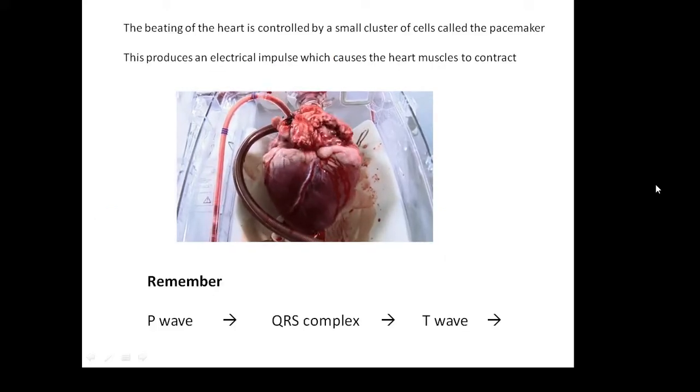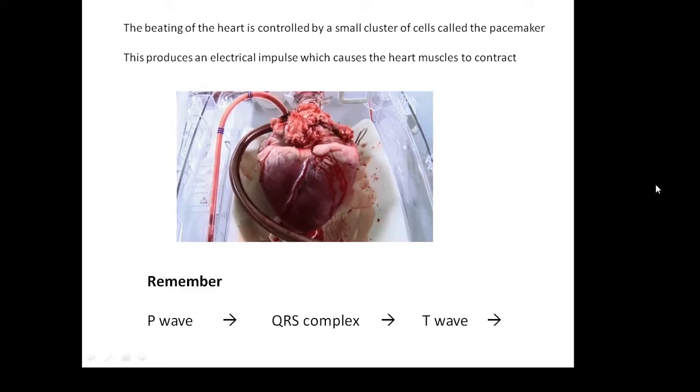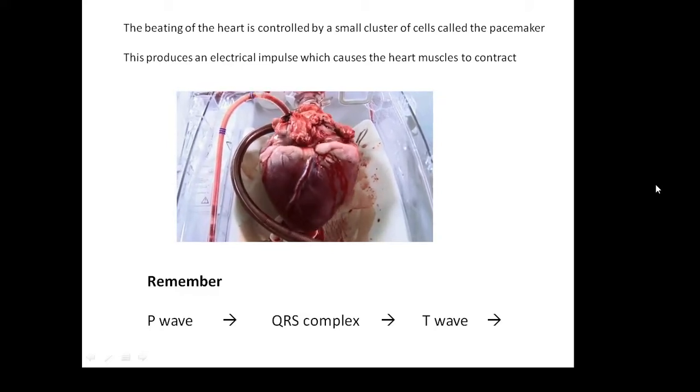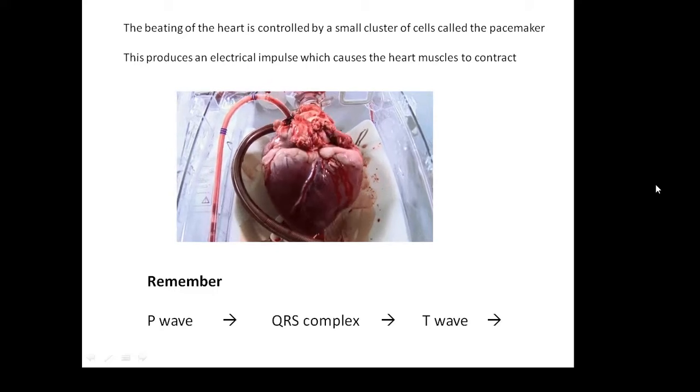Now, what's interesting about the heart is that the beating of the heart is controlled by a small cluster of cells called the pacemaker. So your brain doesn't have to tell your heart to beat. It will beat all by itself. If you cut somebody's heart out of their body, it will carry on beating for a while. This pacemaker produces an electrical impulse which causes the heart muscles to contract. So the heart will beat all by itself thanks to this bunch of cells called the pacemaker. Remember P wave, then the QRS complex, then the T wave, again and again, hopefully.